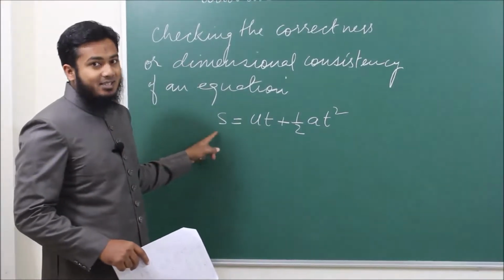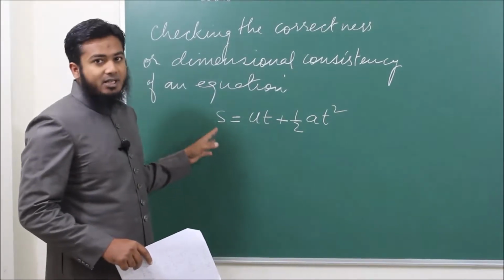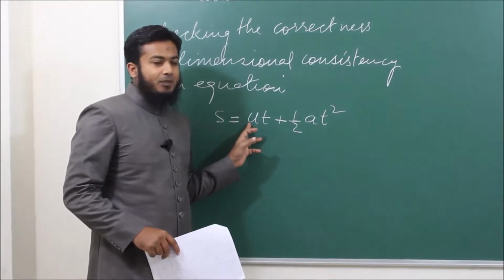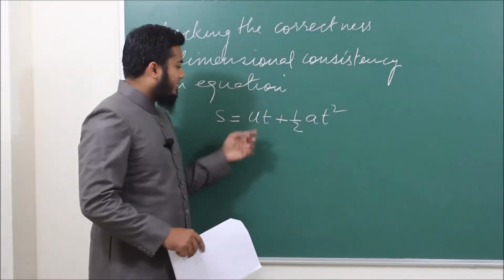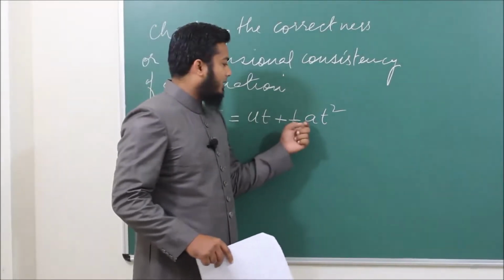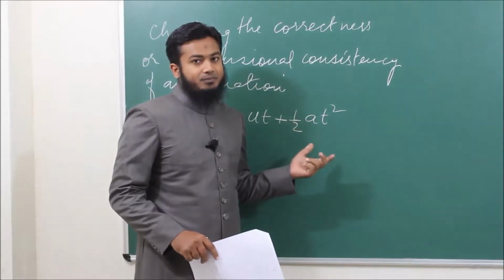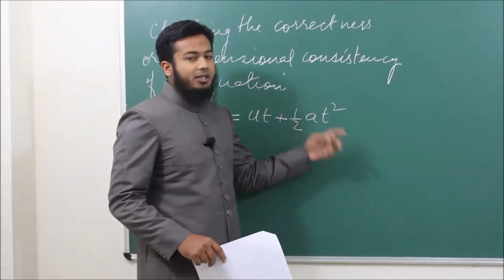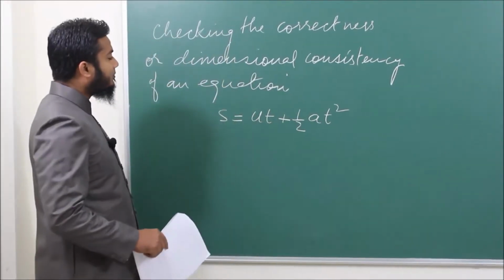This S is distance. So in our dimensional analysis, distance is length. This u is speed. Last time we discussed the dimensional formula for speed. t is time, half is just a number, and a is acceleration. Acceleration is defined as speed upon time, and this t is again time, which is squared.